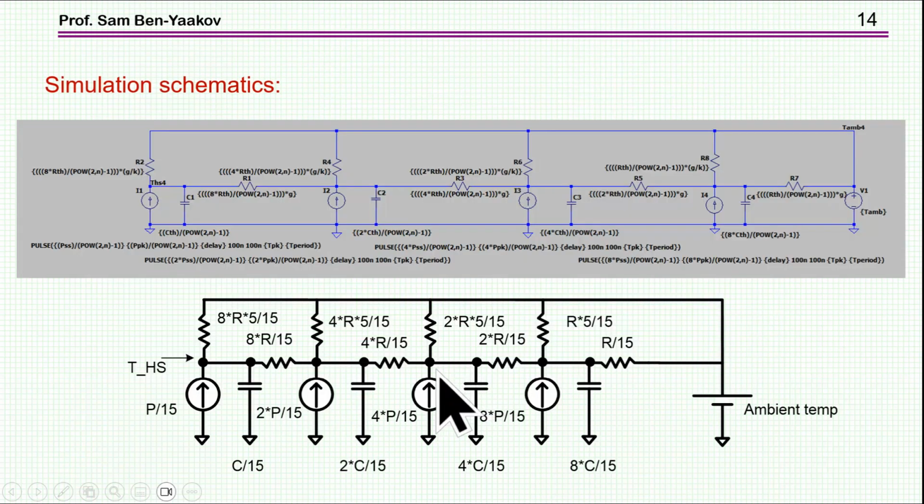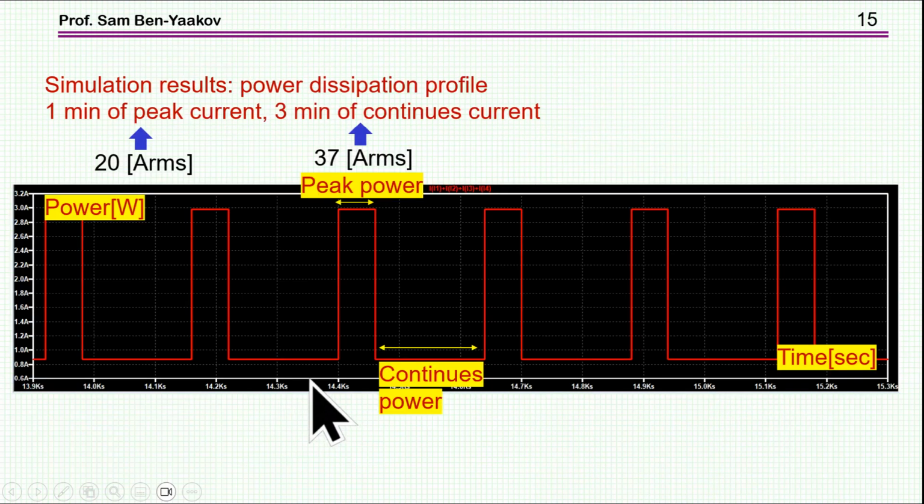So now we can run a simulation, putting all these numbers inside, and we can run it for a particular case that we have said, at 20 amp continuous, 37 amp, and this is already the power. This is I squared times R, and you see that the power is starting from a base of 0.9 amp.